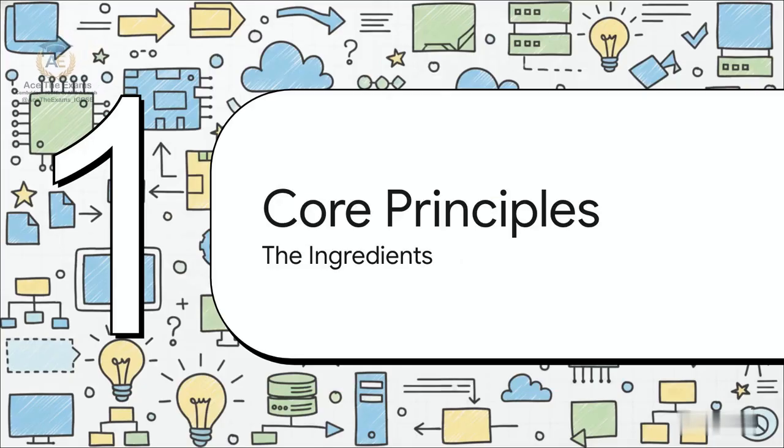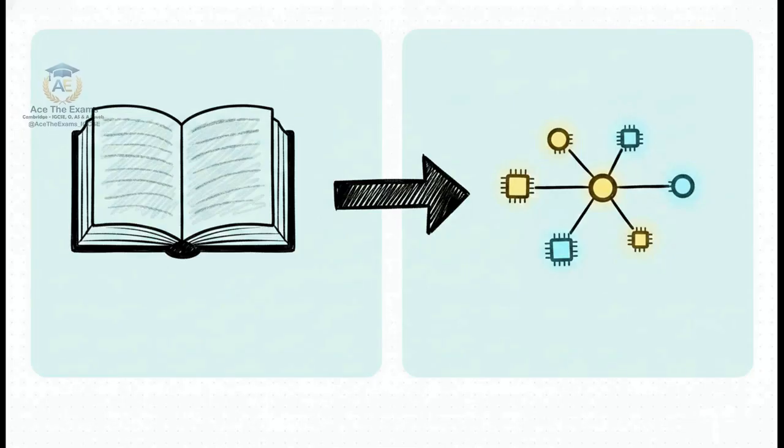Let's start with Section 1, Core Principles. Think of these as your raw ingredients. To transform your answers from a disorganized mess into a high-scoring masterpiece, you absolutely must structure your responses using the PEEL framework: point, evidence, explanation, and link. You state your point clearly, you back it up with evidence, you provide a detailed explanation of how that feature works, and then, this is the magic part, you link it back to the specific context of the question.